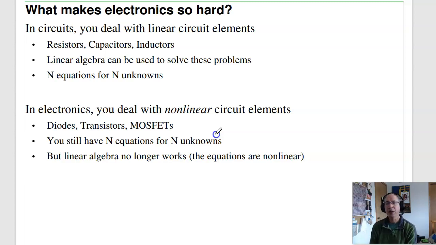In electronics, we're dealing with nonlinear circuit elements, like diodes, transistors, MOSFETs. I can still come up with n equations for n unknowns, but they're no longer linear. So likewise, the techniques used in linear algebra, like using matrices and matrix inverses, no longer work. I need a different tool. That's what makes electronics so hard.